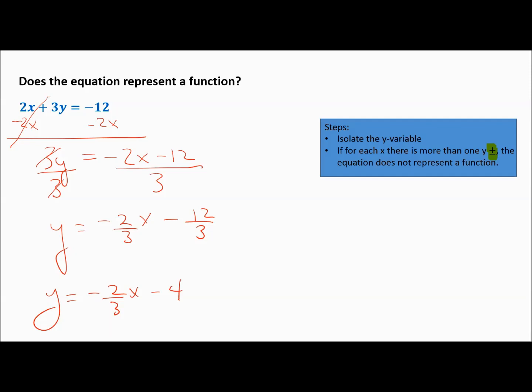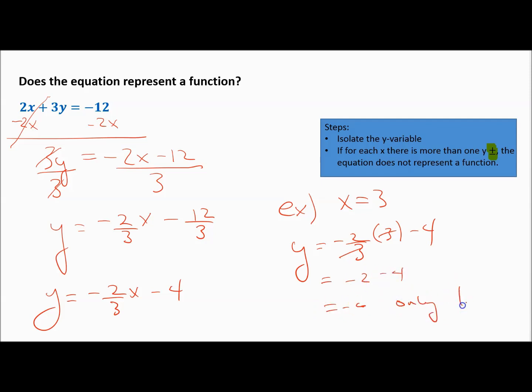Now for the analysis. If we plug an x value into this equation at the bottom of the screen, do we get more than one y value? And if you think about it, no, you don't. Just as an example, let's try to plug in, say, x equals 3. That gives me y equals -2/3 times 3 minus 4. The 3's cancel. That gives me -2 minus 4, which is -6. How many answers is that? That's only one answer.